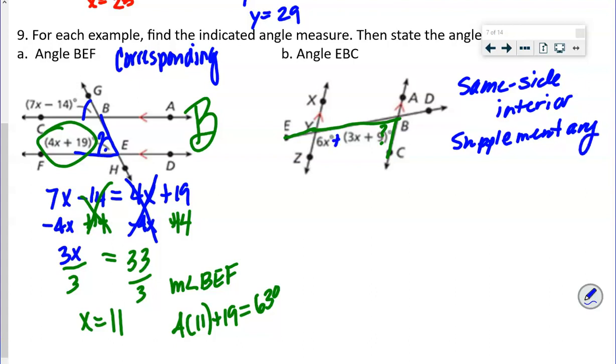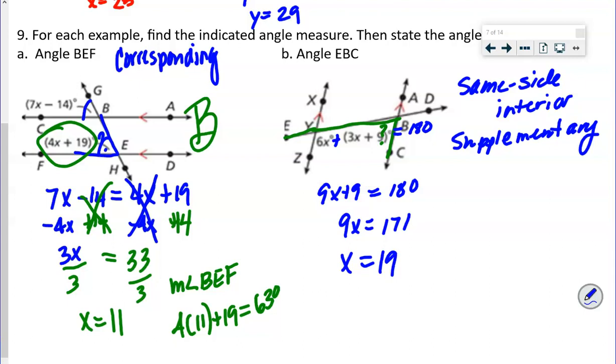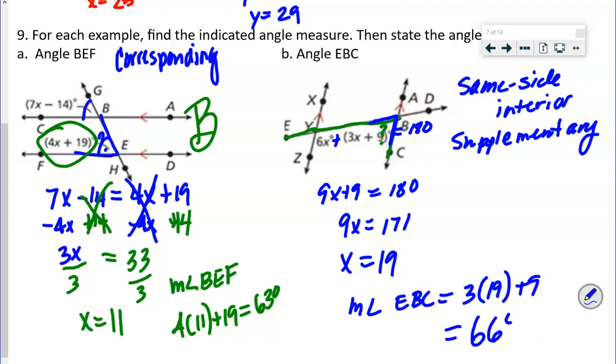So when I add these two together, I'm going to set them equal to 180, okay? So when I do that, 6x plus 3x is 9x plus 9 equals 180. Subtract 9 from both sides, so 9x equals 171, and divide both sides by 9, and I get that x equals 19. Again, that's not the answer, because we are looking for this angle right here, okay? So we must do the measure of angle EBC is equal to 3 times 19 plus 9. 3 times 19 plus 9 is equal to 66 degrees.